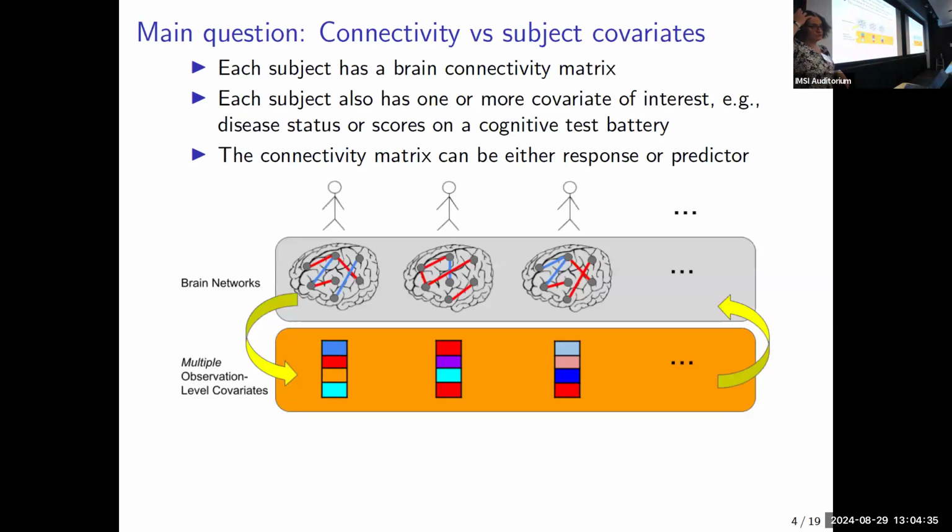My main focus is on the relationship between the neuroimaging data, so the brain connectivity matrices or networks, whatever you want to call them, and subject level covariates. You can have one covariate, you can have multiple covariates. They could be categorical, like disease status, or they could be continuous. And we've looked at it both ways. We've looked at predicting images from covariates, predicting covariates from images, and generally just trying to understand the relationship. So the arrows could go either way in this.